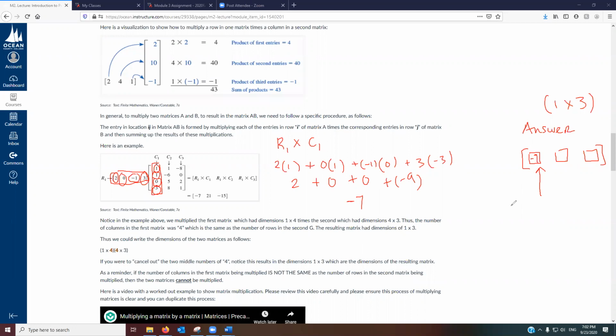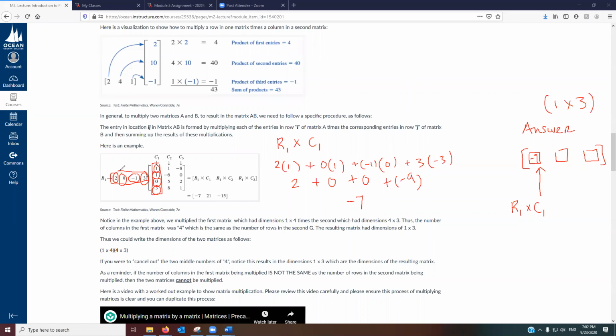Okay, so that first cell was taking row 1 times column 1. I've got to multiply the corresponding entries. So I take the first entry in row 1, multiply it by the first entry in column 1. Then I do the same thing for each of those entries and add the results together. All right, let me do another example.